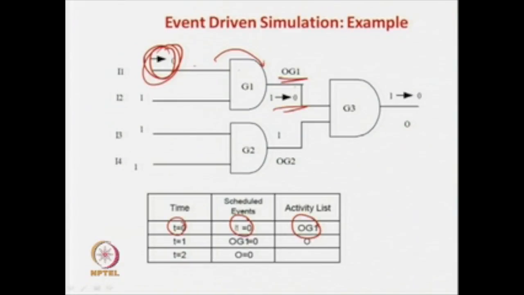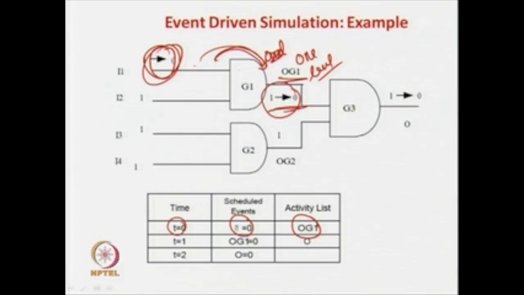Now, why is that so? This is because the output of this gate is only OG1, and only one level jump is allowed. Only one level is allowed. So this is a change here, and only this can be in the activity list. Okay, then fine, so you re-evaluate.